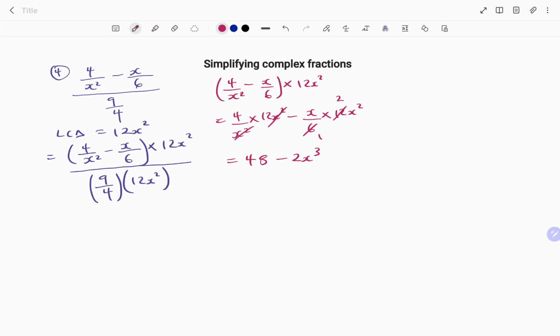Then for my denominator, I have 9 over 4 multiplying 12x squared, 4 here 1, 4 here 3, that will give me 9 times 3, 27x squared. So if I slot that back in, this is going to be 48 minus 2x cubed at the top, and at the bottom I'm going to have 27x squared.